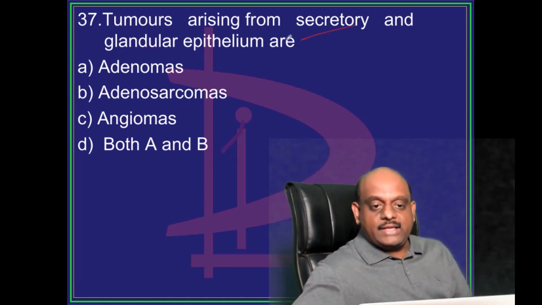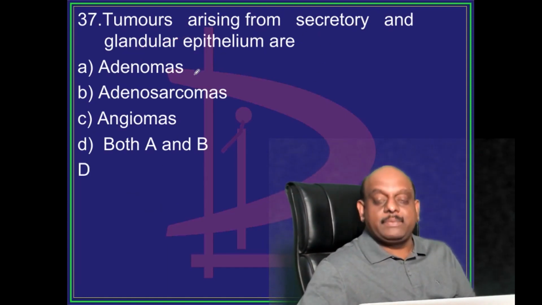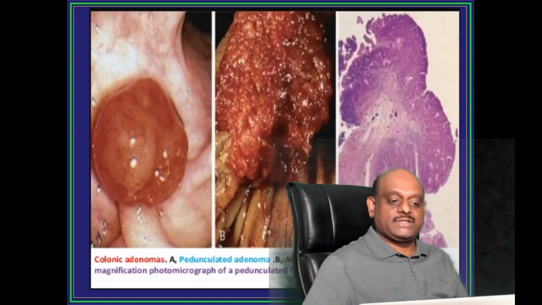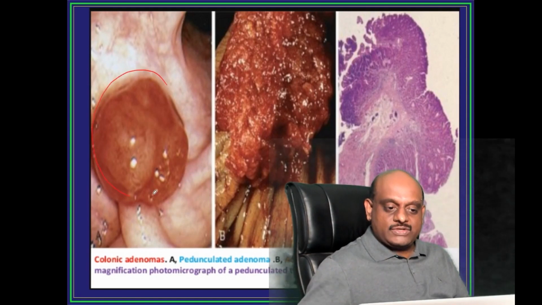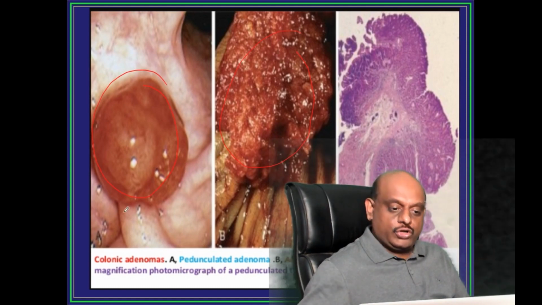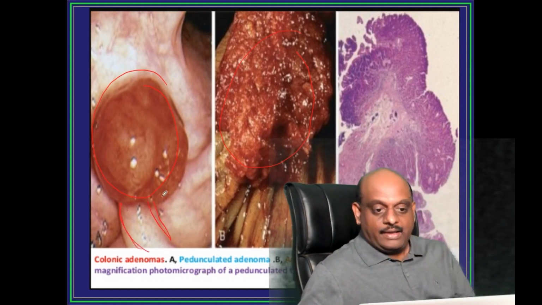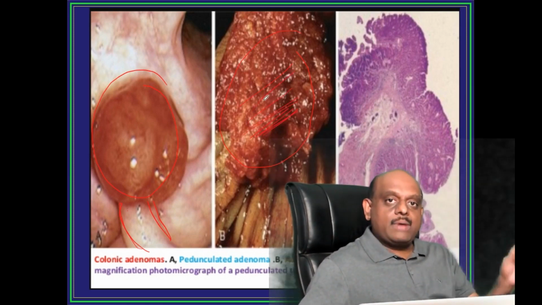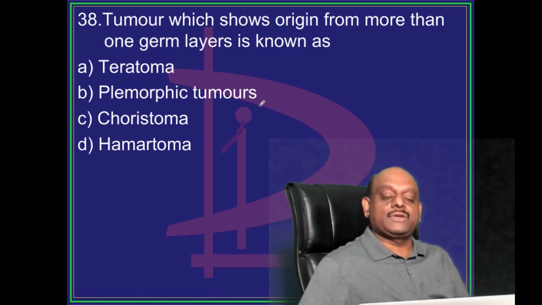Which tumor arises from secretory and glandular epithelium? Adenoma and adenosarcomas arise from it. So what you are able to see is a colonic adenoma, a pedunculated one. This is the peduncle, and you can see the velvety surface of it. So adenomas arise from the glandular tissue.